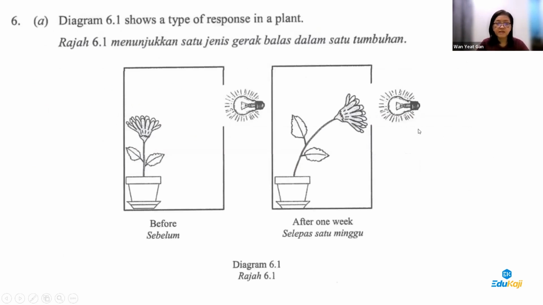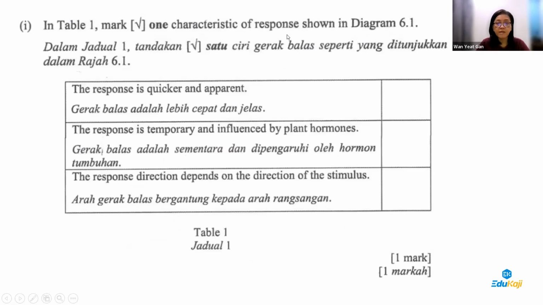Okay, next, question 6. Diagram 6.1 shows a type of response in a plant. So you can see the plant before and after 1 week, and you see the direction of the plant. In table 1, mark one characteristic of response shown in 6.1. So the answer is the response direction depends on the direction of the stimulus.